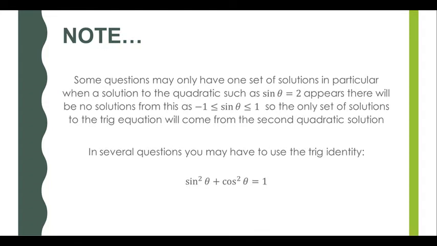Some questions may only have one set of solutions. In particular, when a solution to the quadratic equation such as sine theta equals 2 appears, there will be no solutions from this, as sine theta can only give us answers in the range from -1 to 1. So the only set of solutions to the trig equation will come from the second quadratic solution. In several of these questions you may have to use the trig identity sine squared theta plus cos squared theta equals 1.